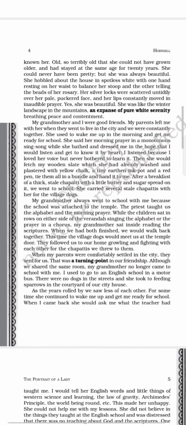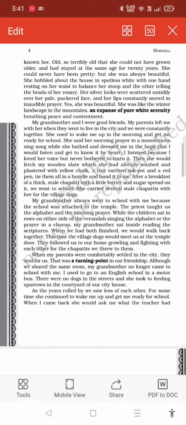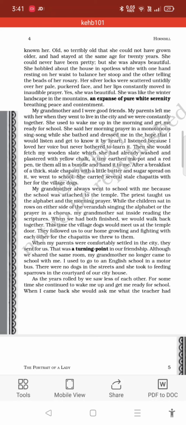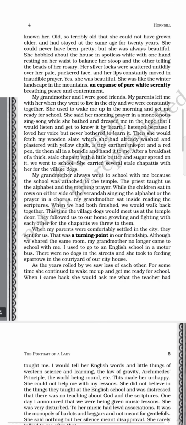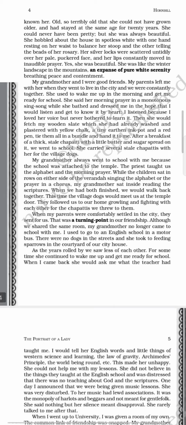Yes, she was beautiful. She was like the winter landscape in the mountains, an expanse of pure serenity, breathing peace and contentment. After calling his grandma ugly, now he's just trying to convince her with a few poetic lines. Winter landscape in the mountains, an expanse of white serenity and stuff.